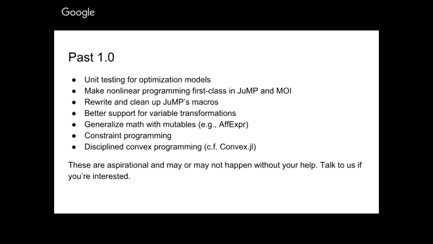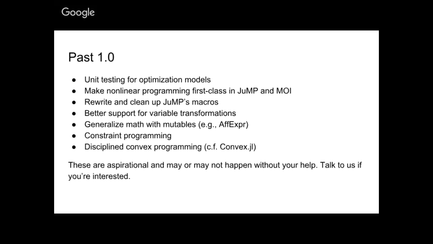These would be unit testing for optimization models, making nonlinear programming first class in JuMP and MOI, rewriting and cleaning up JuMP's macros, better support for variable transformations, special math for mutable numbers, constraint programming, and disciplined convex programming. What gets something onto this list is that at least one core developer has some interest in it, but maybe not enough to devote their full time to it. But if anything here sounds interesting, come talk to us.